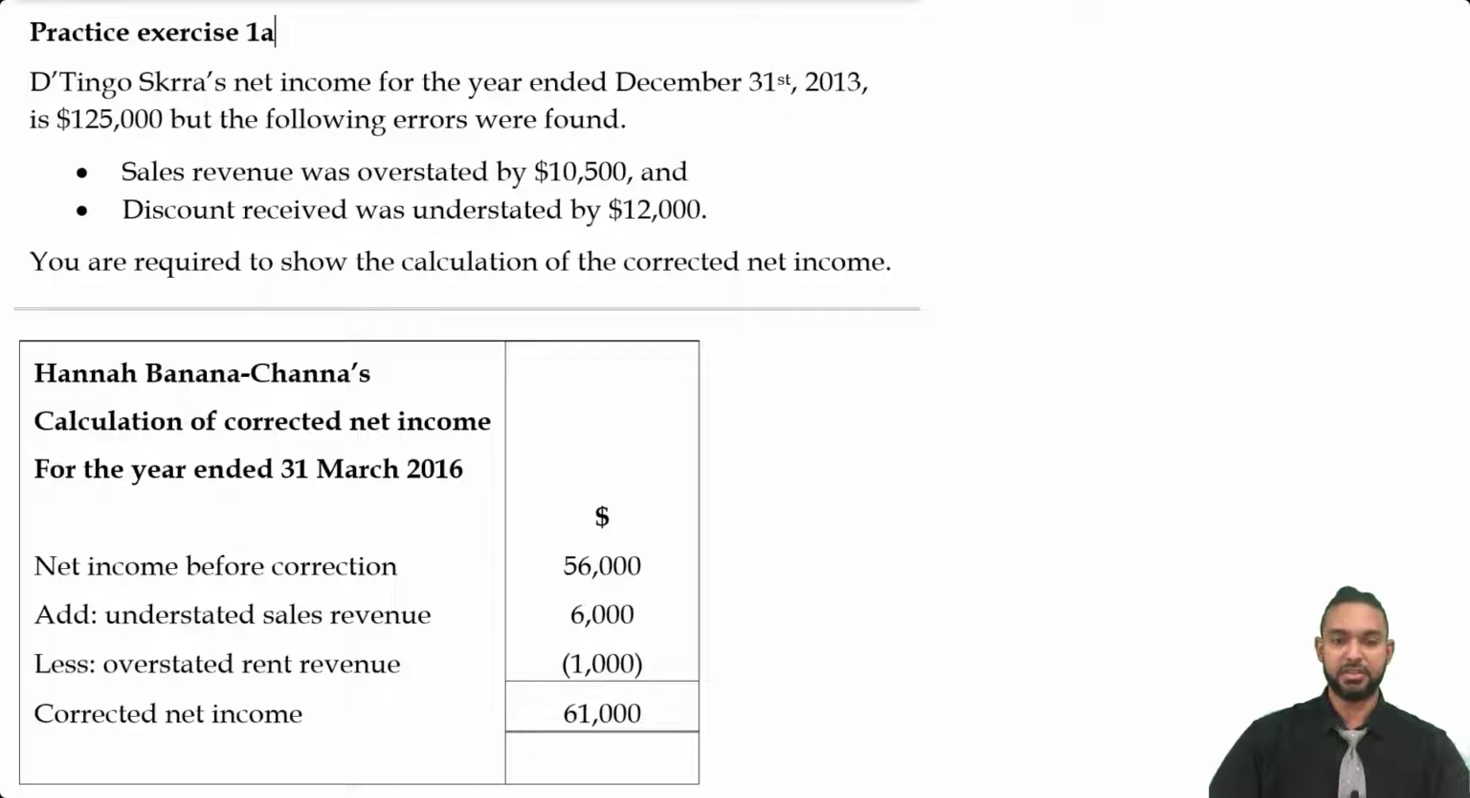Okay, so we have the net income for the year ended December 31st, 2013 is 125,000. But the following errors were found. Sales revenue was overstated by 10,005 and discount received was understated by 12,000. So again, only revenue items, and you're required to show the calculation of the corrected net income. So I've left the example that we just did visible for you if you need it. So you know the drill, pause the video, try the question, and unpause to see the solution.